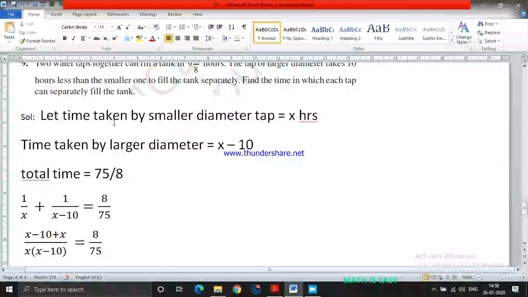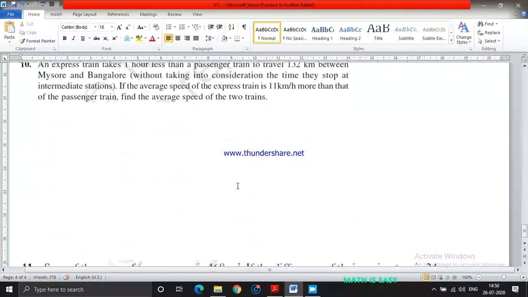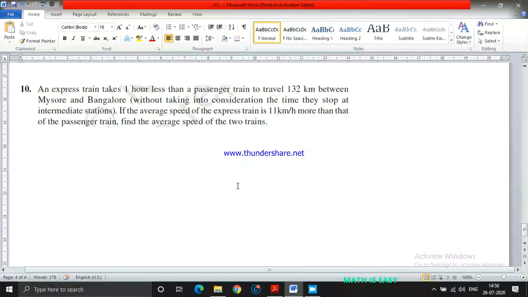Once you know the value of x, I'll substitute the x value here and here also. Your x value should be greater than 10, because if it is less than 10, then the larger diameter will take a negative value. That is not possible. Okay, so next question I'll move.